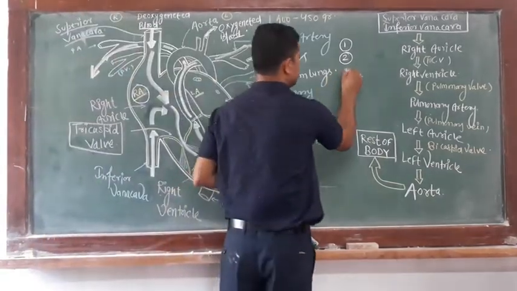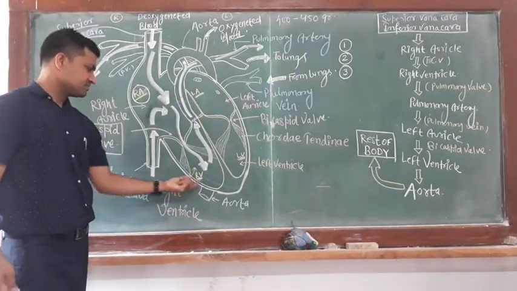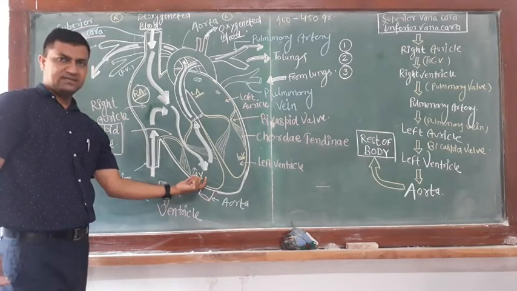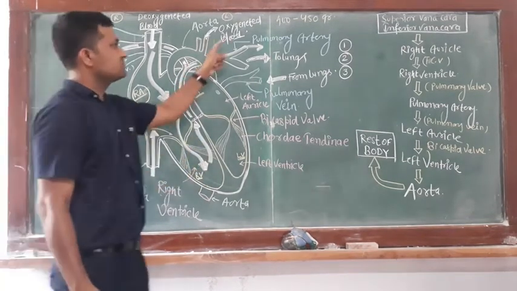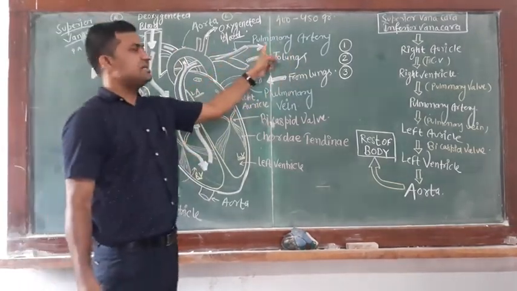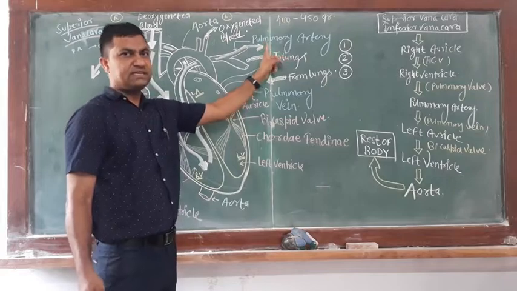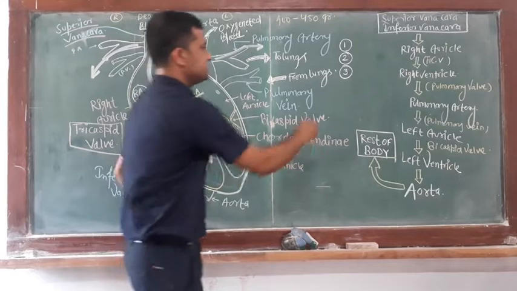Step number 3. What is step number 3? Blood from the right ventricle moves to the lungs with the help of the pulmonary artery. Then after, it's deoxygenated blood. In step 3, it's deoxygenated blood.